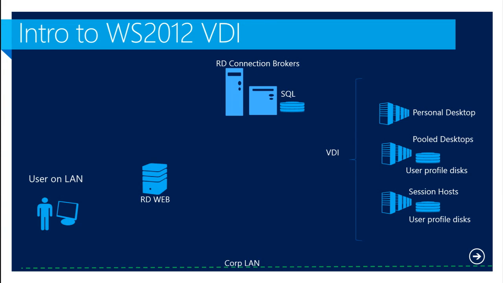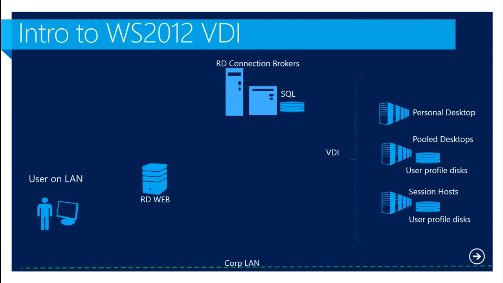This slide basically shows a simple configuration within a CorpNet, and the building blocks are RD Web Access, which is a web service that we run, and typically users go to the RD website to see what applications or collections are published to them, and log in at the website and get redirected. I'll do a whole walkthrough of the login.